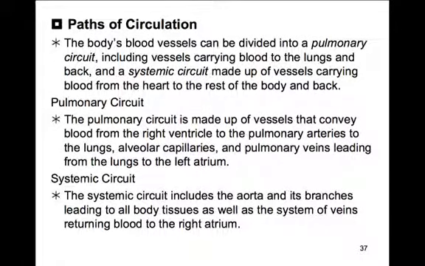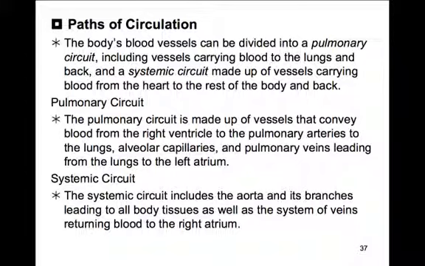So now it's time to explore the anatomy of the circulatory system, that is, the blood vessels. The body's vessels, as you'll recall, are divided into the pulmonary circuit, which includes the vessels that carry blood to the lungs and back, and also the systemic circuit, which is made up of vessels that carry blood from the heart to the rest of the body and back.